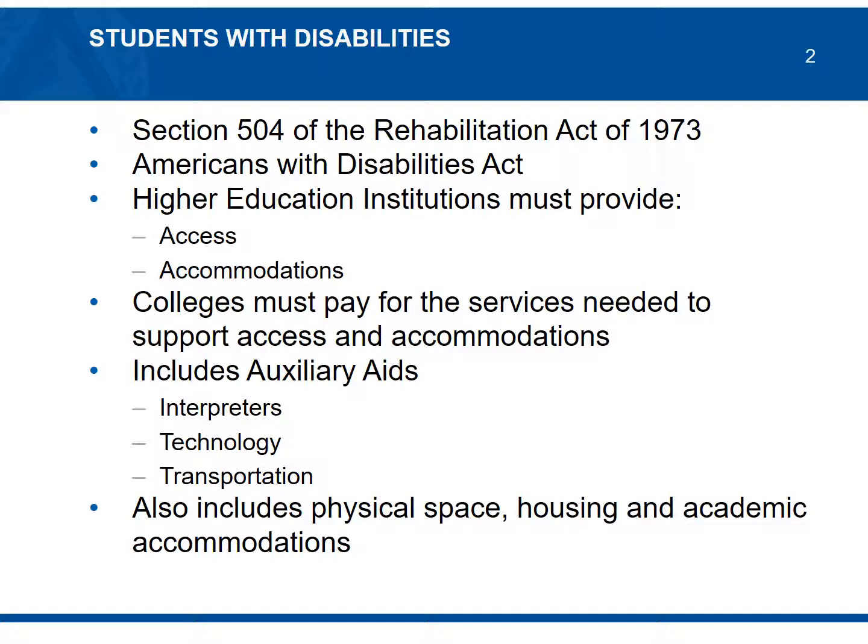When considering the legal protections for students with disabilities, 2 pieces of legislation guide the requirements for higher education institutions: Section 504 of the Rehabilitation Act of 1973 and the Americans with Disabilities Act, ADA. Section 504 of the Rehabilitation Act of 1973 prohibits discrimination against an otherwise qualified individual with a disability solely on the basis of disability in any program or activity that receives federal financial assistance.